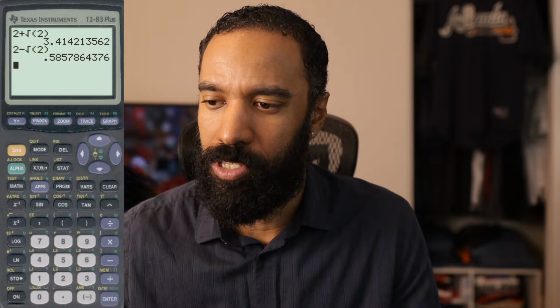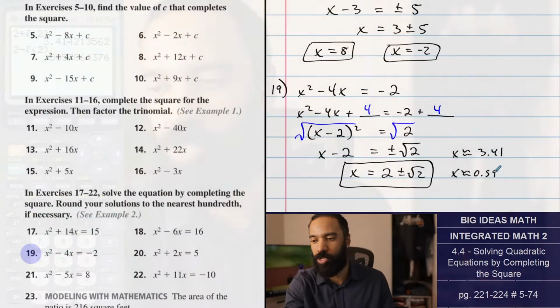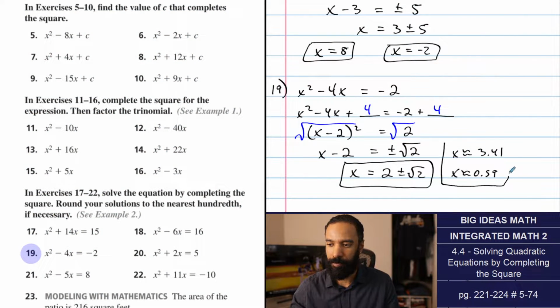And I probably won't show you the calculator for a lot of these in the future. I'm just showing you what I'm actually computing. Yeah, 0.59 when rounded to the nearest hundredth. So those are the two solutions that we get to that thing when rounded.